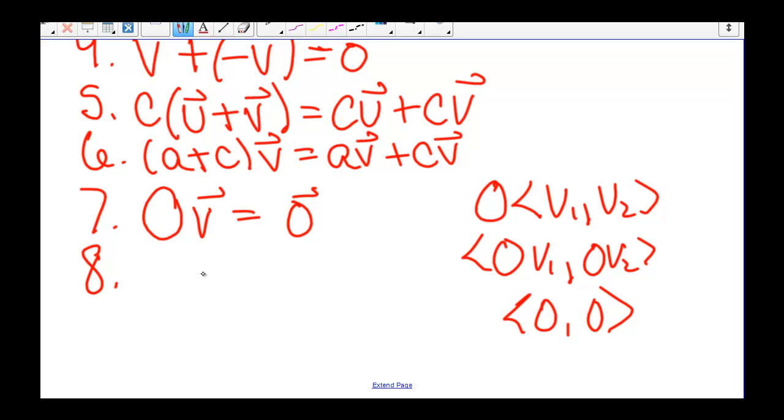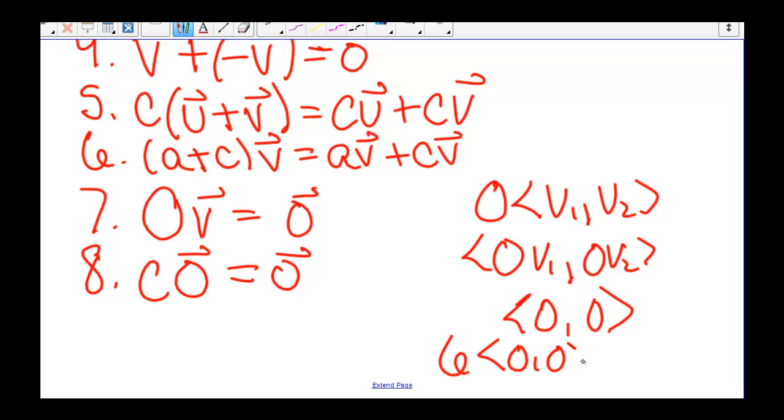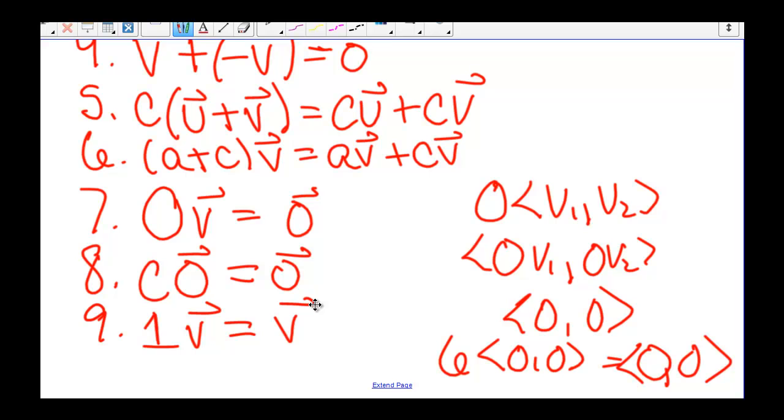Next, if we take a scalar and we multiply it by the 0 vector, we get the 0 vector. So if we take 6 and multiply it by the 0 vector, we get 0, 0. Next, we have the multiplicative identity. That is, if we take the scalar 1 and multiply it times the vector, we get our vector.